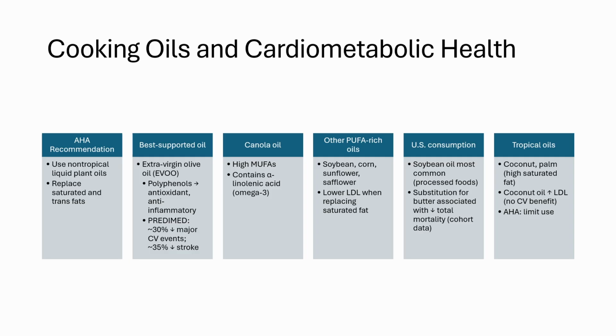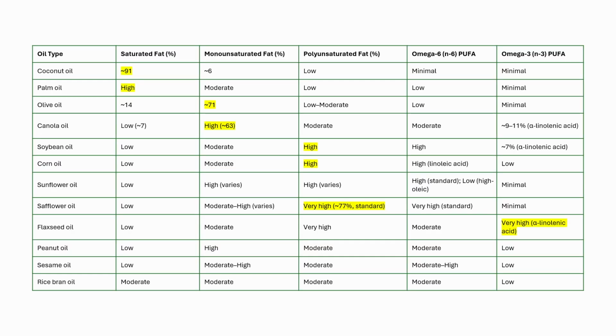The American Heart Association recommends limiting coconut oil due to its high saturated fat content and lack of proven cardiovascular benefits. This table highlights some of the differences between the tropical oils like coconut and palm oil, which are high in saturated fat, and tropical liquid plant oils like olive oil and canola oil, which are rich in monounsaturated fats. Soybean, corn, and safflower oils are also high in PUFAs. And flaxseed oil is the richest plant source of omega-3 fatty acid amongst the commonly consumed oils.